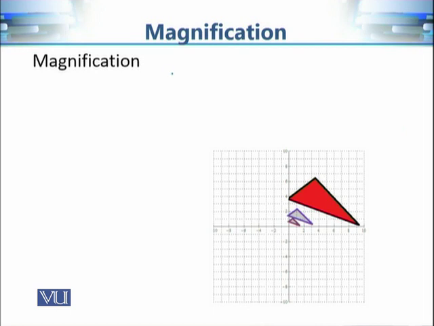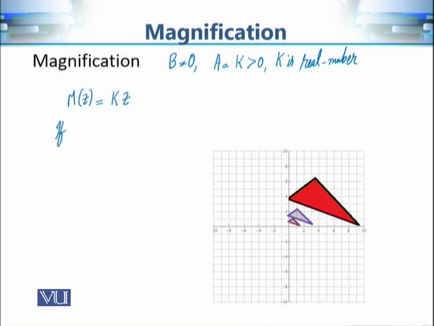Now for magnification, we take B to be equal to 0, and A is basically K, which is a real number. In fact, it is a positive real number. So in this case, the transformation becomes M of Z is equal to KZ. So if Z is equal to X plus iota Y, then the transformation M becomes K times X plus iota K times Y.